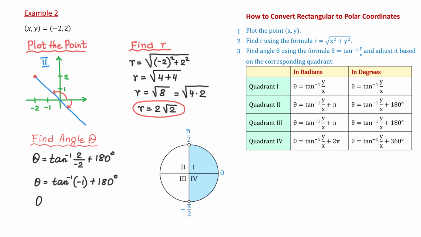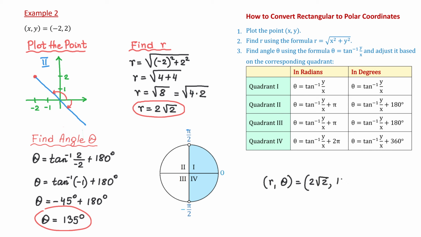So then theta equals -45 degrees plus 180 degrees, then theta equals 135 degrees. So this is an obtuse angle and it measures 135 degrees. Then the polar coordinates r and theta are 2 square root of 2 and 135 degrees. Now let's see the next example.